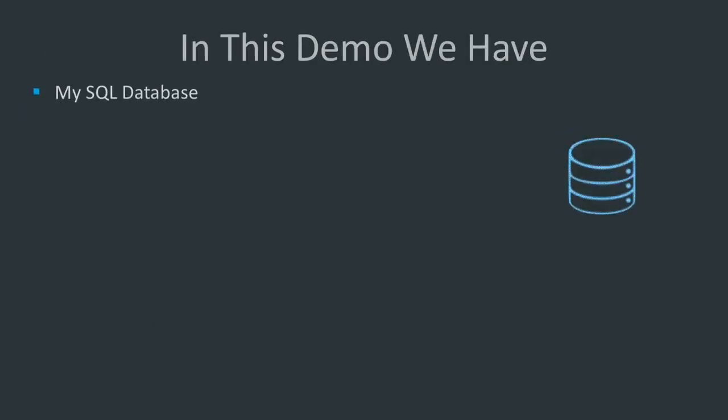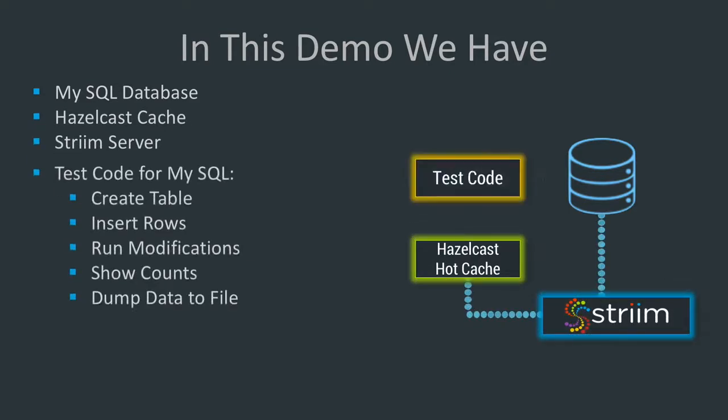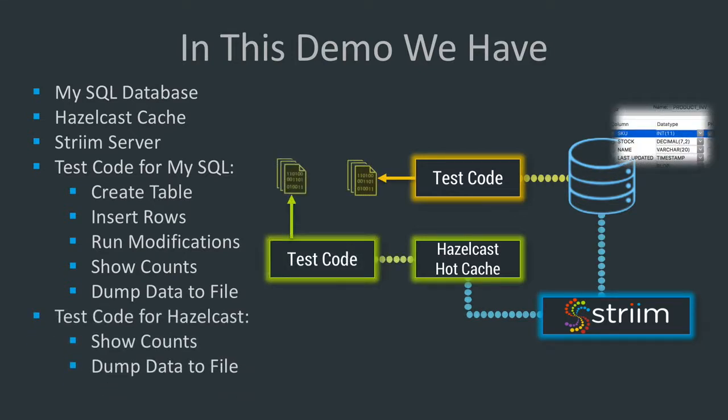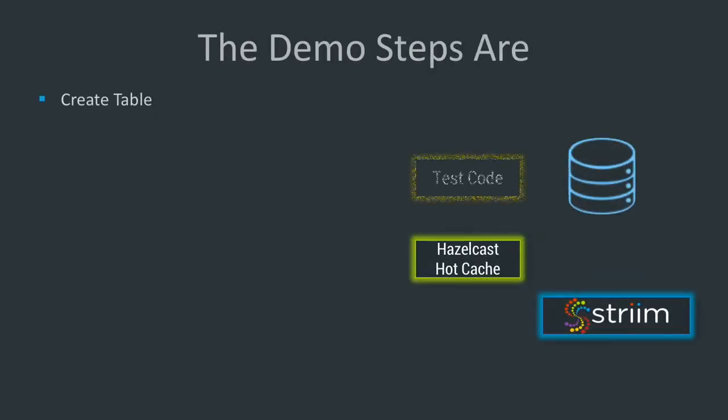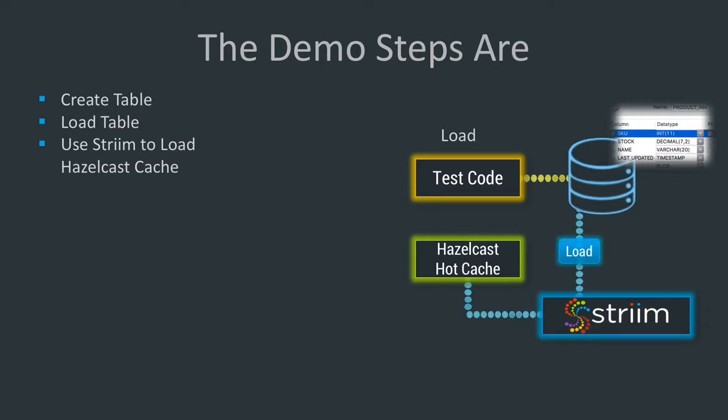In this demo, we have a MySQL database, Hazelcast Cache, and Striim Server. We're using test programs to work with the MySQL database to create, modify, and dump data, and for the Hazelcast Cache, which can also dump data. We start by creating a table using the test code and loading it with data. We then use Striim to load the data from the database into the Hazelcast Cache.